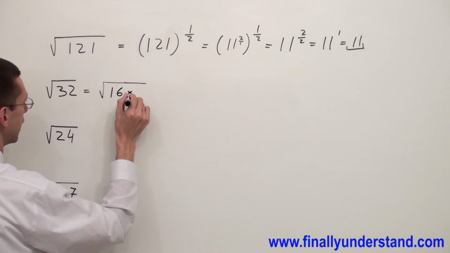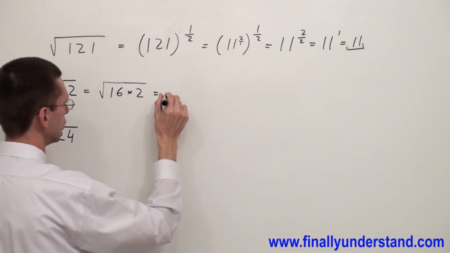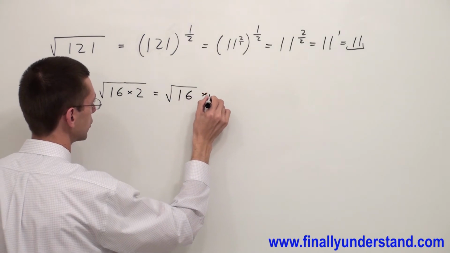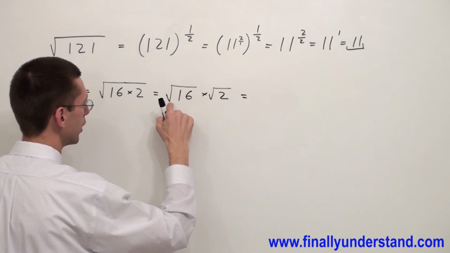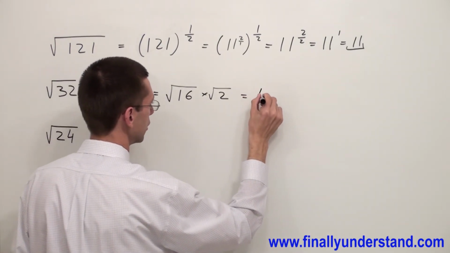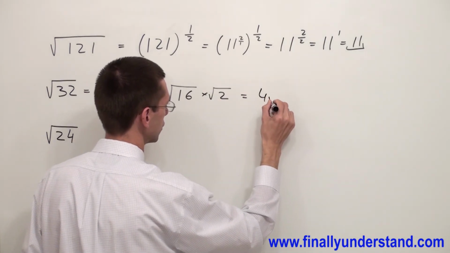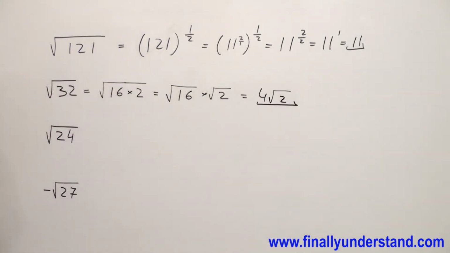16 times 2. Okay? Remember, I can rewrite this as square root of 16 times square root of 2. Now, square root of 16 is equal to 4. So I have 4 times square root of 2, which is 4 square root of 2. This is the solution to my problem.